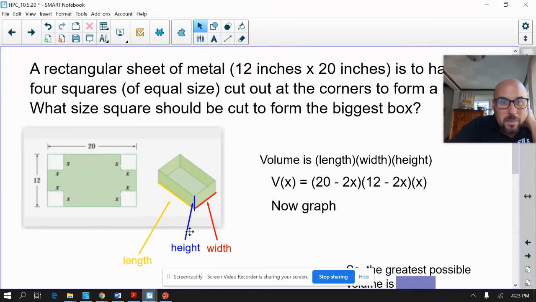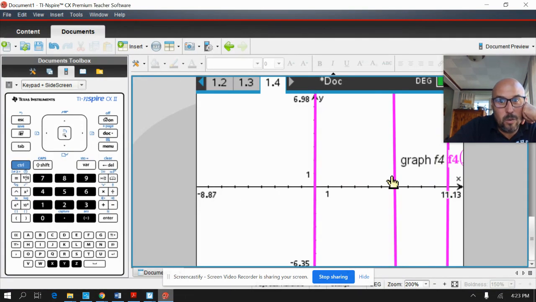Hopefully that makes sense, because if you cut out a square that's 6 inches long, well, if you cut out 6 inches here and 6 inches here, then you'll have 8 inches left over because this dimension was 20. But if you cut out 6 inches from this side and this side, this was only 12 inches long to start off with. So if you cut off 6 here and 6 here, this becomes 0, a zero width. So that's why it shows a zero width right here. So that tells us the domain. The domain has to be between 0 and 6. I can't cut anything more than 6 inches.